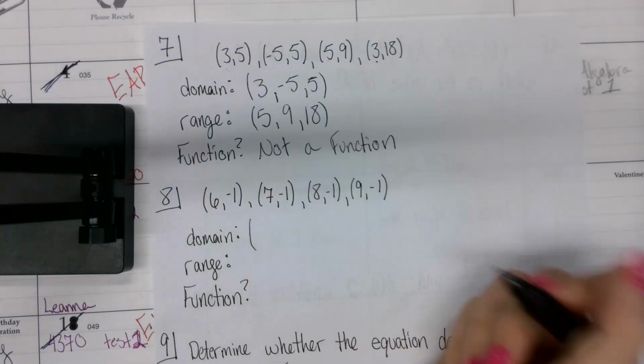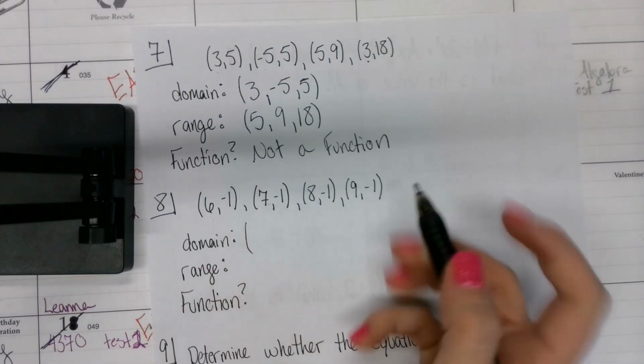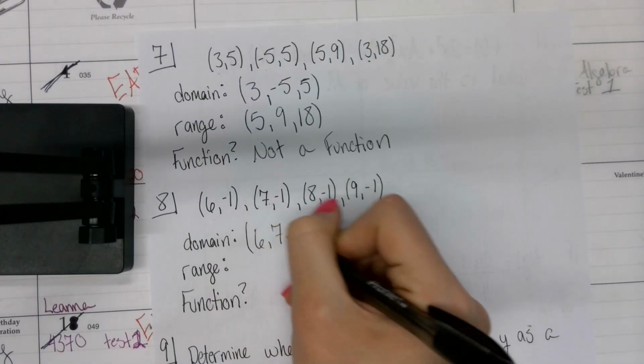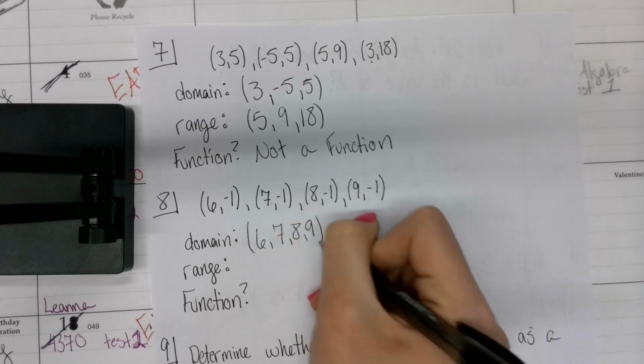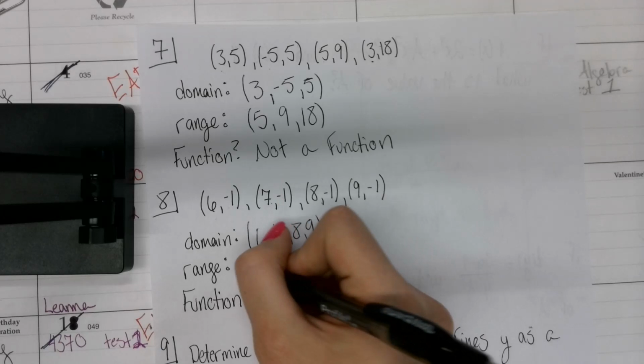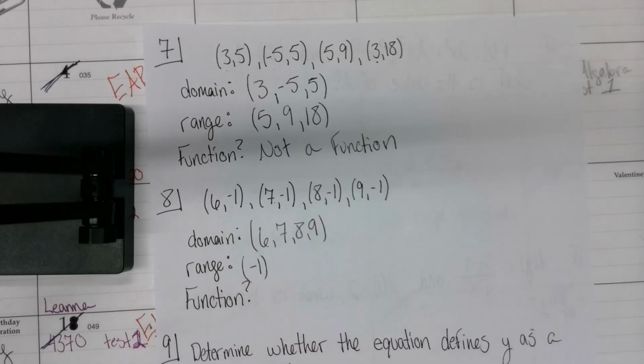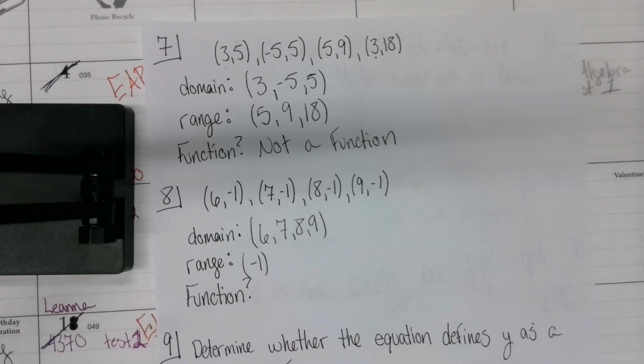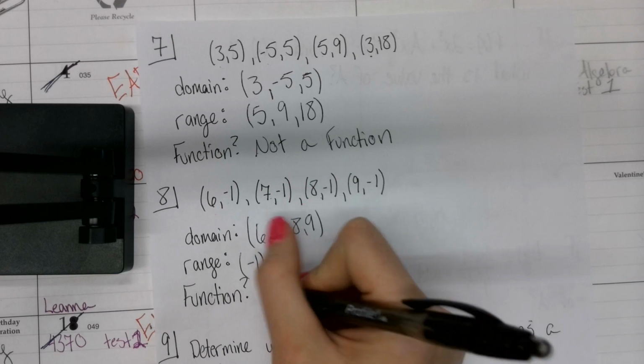Our domain on this one is 6, 7, 8, 9. And the range, our y value, is the same, so it's just -1. And since we only care about the domain when we're deciding if it's a function, this one is a function.